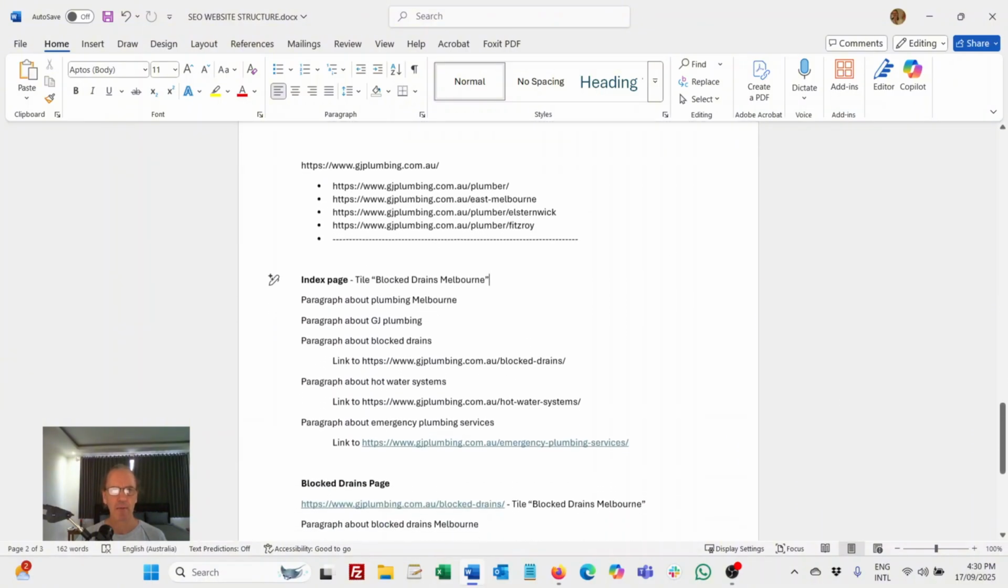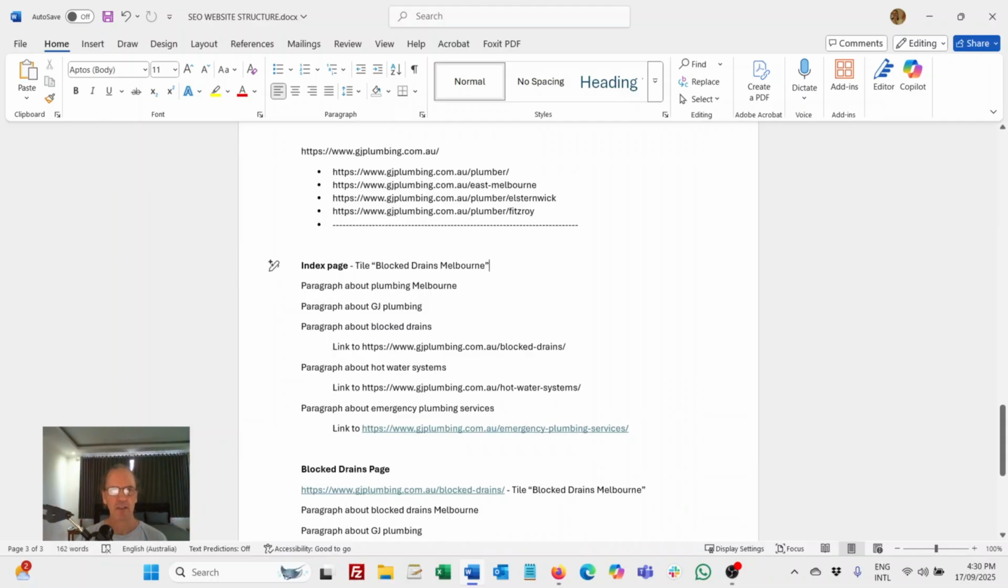So now, how do you set up your page? Coming back here, that'll actually be Plumber Melbourne. Your index page would be set up as Plumber Melbourne. You'd have a paragraph about plumbing in Melbourne, a paragraph about GJ Plumbing, and you'd put Melbourne keywords in there. You'd then have a paragraph about block drains, a paragraph about water systems, a paragraph about emergency plumbing services, and Melbourne would be throughout these. That would then link to your block drains page, your hot water systems page, and your emergency plumbing page.